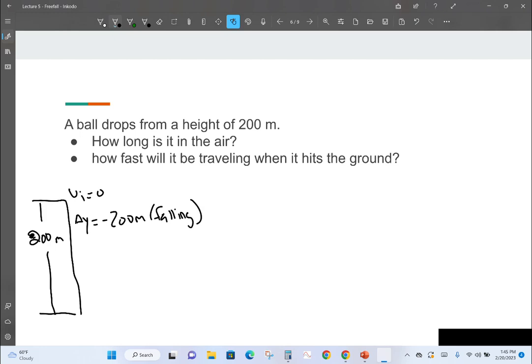And we know nothing about T, and we know nothing about anything else. We cannot say that VF is 0 because we want to know exactly what's going to happen to it right before it hits the ground, not when it hits the ground. And we also know that gravity is negative 9.8 meters per second squared. Nobody has to tell us that. So if we want to know how long it's in the air, we want to know T. So we need a formula that has no VF in it.